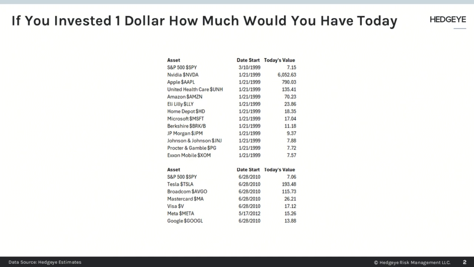You would have $790. United Healthcare would be the next at $135. Then Amazon at $70. Eli Lilly, that's a healthcare company, $23. Home Depot, $18. Microsoft at $17. Berkshire Hathaway, a massive conglomerate, kind of like a financial, $11. JP Morgan, you'd have $9. Johnson & Johnson, you'd have $7. Procter & Gamble, you'd have $7. And ExxonMobil, you'd have another $7. So all of those would outperform the S&P 500, okay?